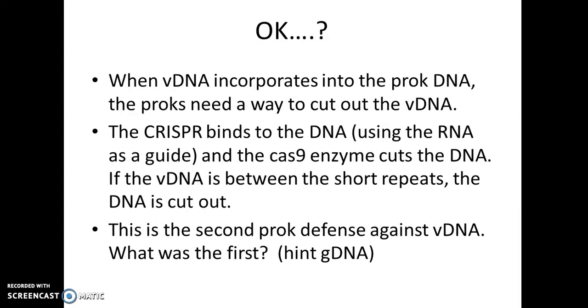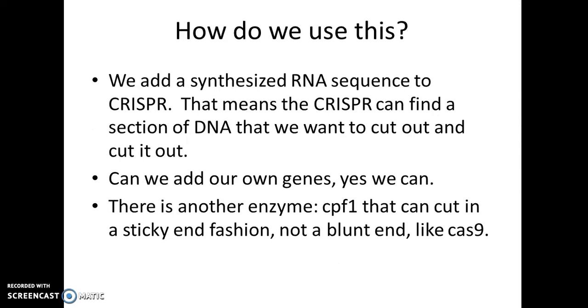What we can do is take our own RNA sequence and attach it to the CRISPR so that it can find the DNA that we want. And when we cut out the DNA, then we can either put another DNA in, or we can remove genes that we don't want there. This is telling you how CRISPR works by cutting out the viral DNA. This is the second defense for prokaryotes against viruses that we talked about. The first were the restriction enzymes. So this tells you what we do.